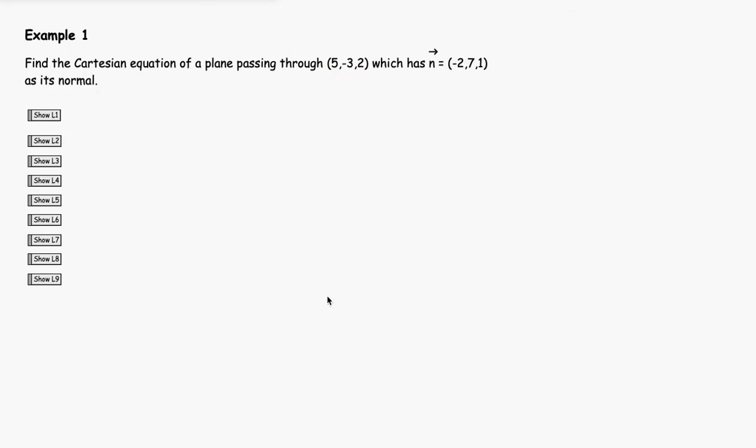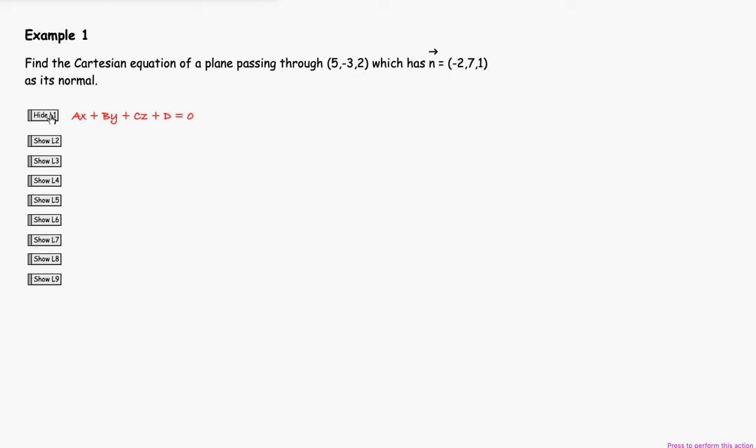All right, and now that we've covered the basics, we're going to try and do some example problems here. Find the Cartesian equation of a plane passing through (5, -3, 2), which has <-2, 7, 1> as a normal. So the first thing we're going to remember is what was the Cartesian equation of the plane? It was ax plus by plus cz plus d is equal to 0.